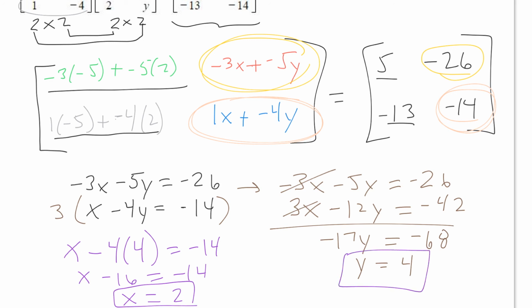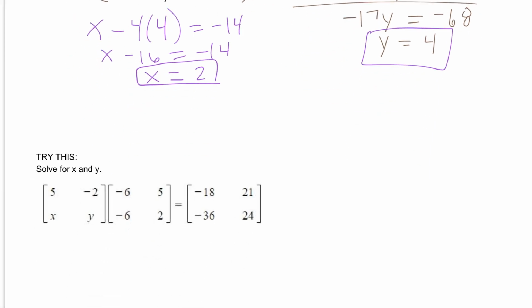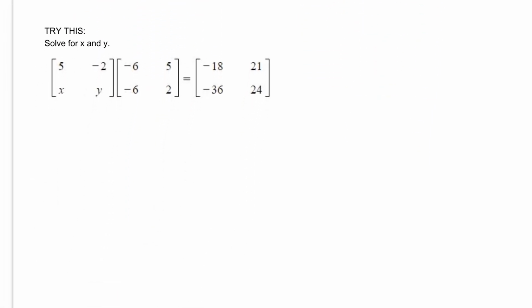Now if you want to hit the pause button and do the try this and then unpause it when you're ready to check your answer. If you did the try this correctly, you should get that x is equal to 4 and y is equal to 2. If you have any questions, please let me know.